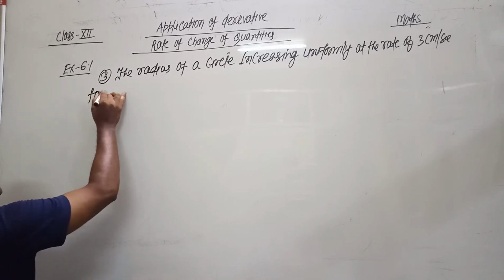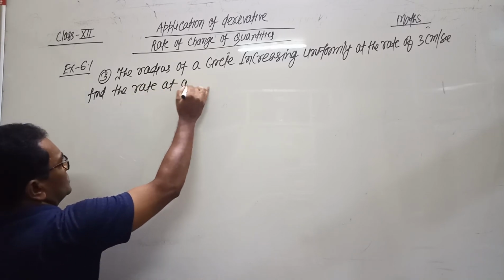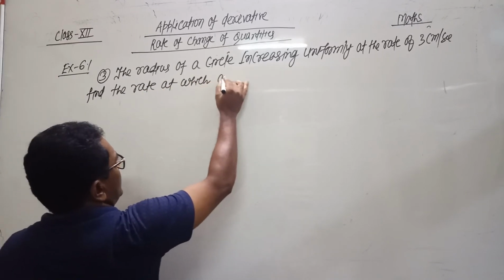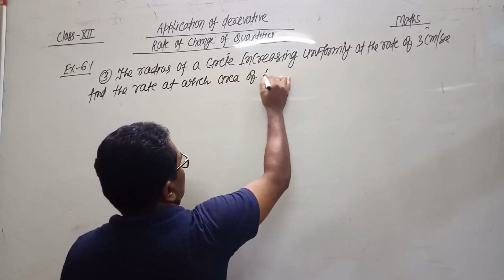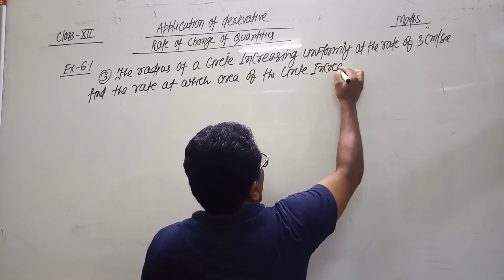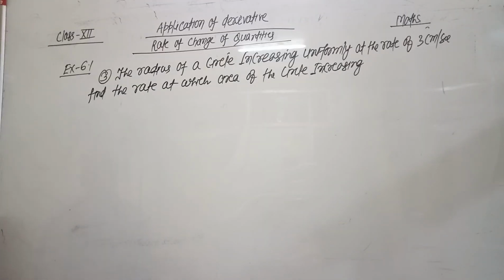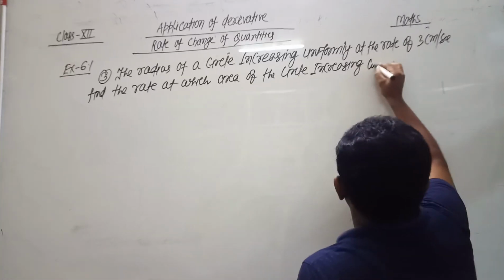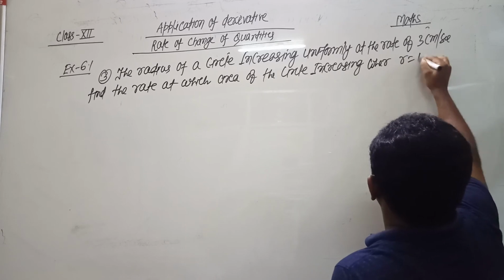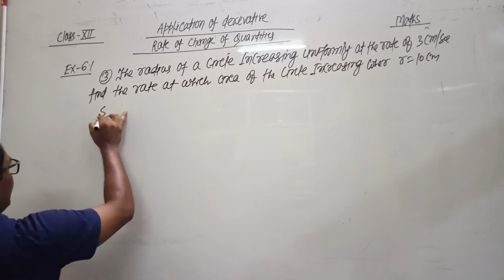Find the rate at which the area of the circle increases. We have to find the increase in area when the radius is 10 centimeter. So firstly we will write what we have given.